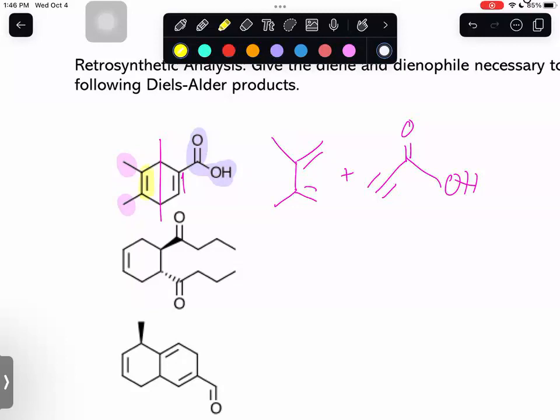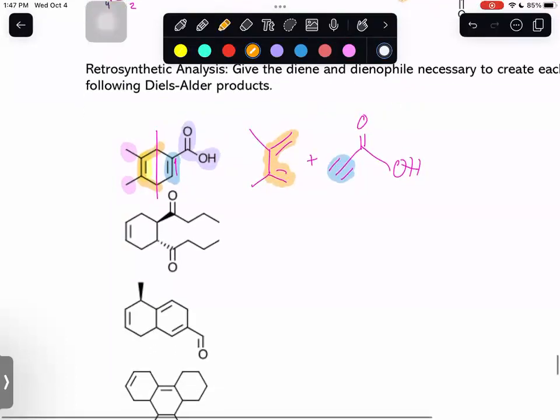That double bond always comes from the diene. So it makes more sense that this was my portion of the diene, and then my little dienophile was over here. Retrosynthesis on the exam is not too bad. It's not too bad.